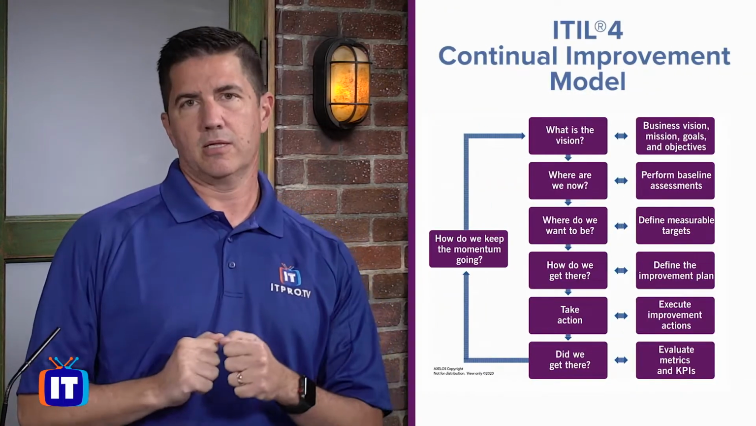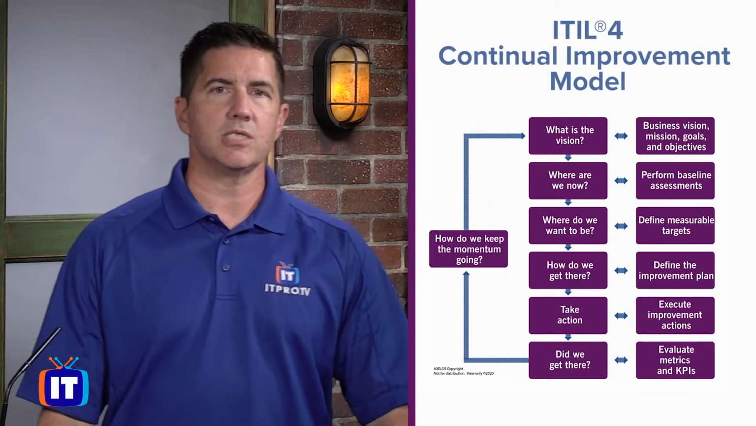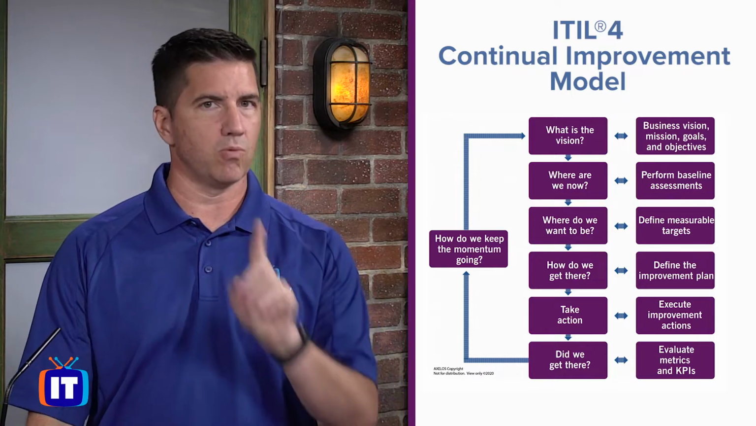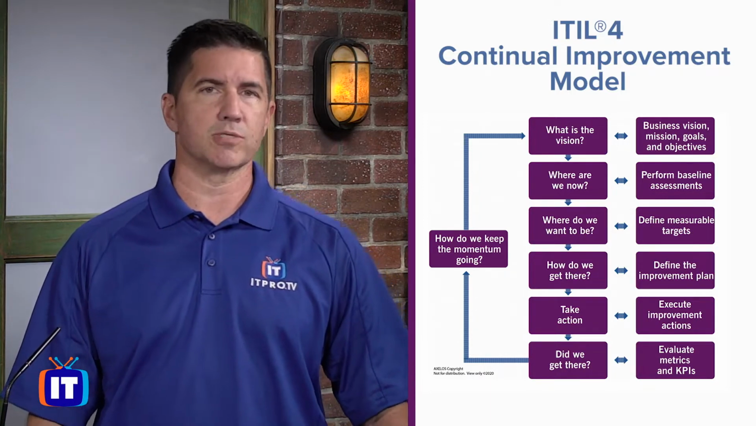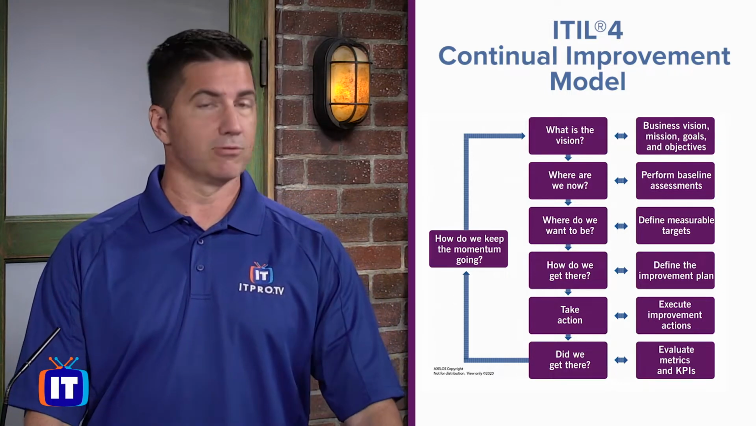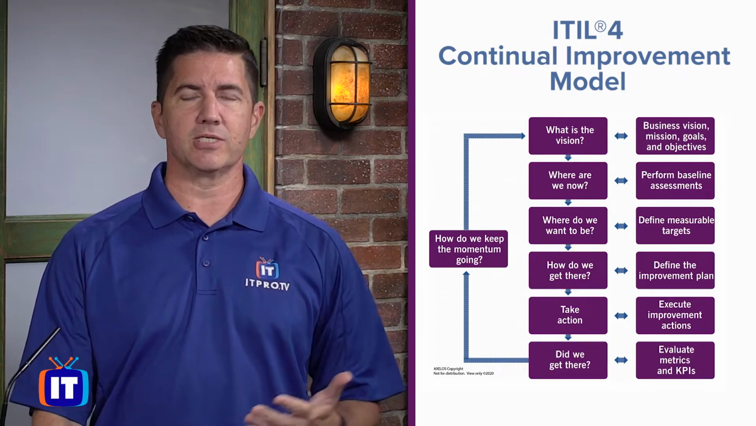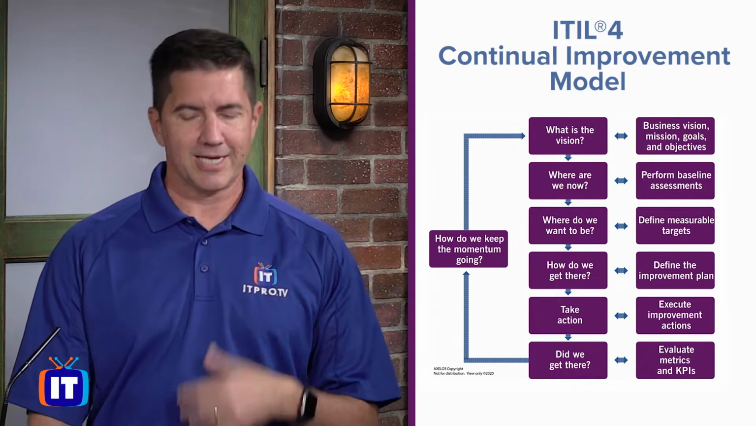So what we're gonna do is we're gonna take a look at something that ITIL gives to all of us called the Continual Improvement Model, or the CI model is what they call it. So to take a look at that, it looks a little bit like this. The Continual Improvement Model is a series of questions and one statement. It used to be called the CSI approach, Continual Service Improvement approach.